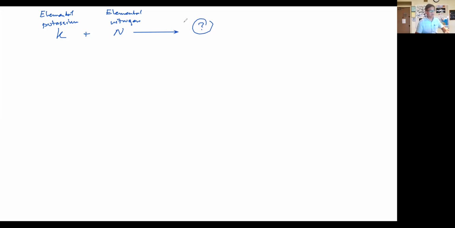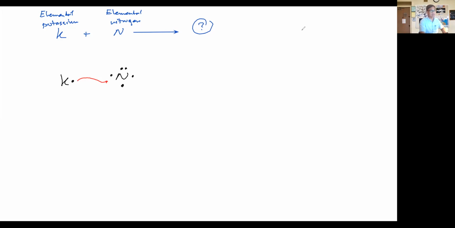Okay, let's go ahead and work this one out and let's see what you get. Elemental potassium: let's write out the Lewis dot structure for elemental potassium, and for elemental nitrogen. Potassium can only give up 1. Nitrogen needs to pick up 3. So in this very first exchange, potassium's fine, but nitrogen is not. It needs to pick up 2 more.